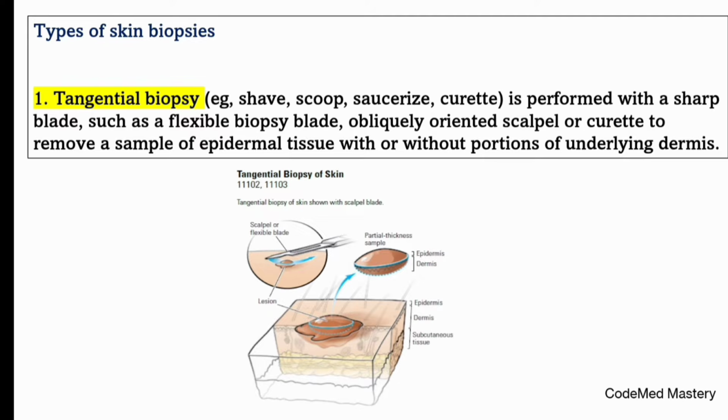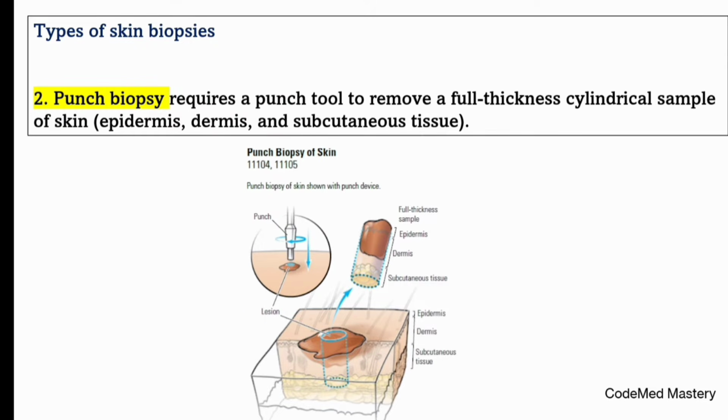Okay. Next let us learn punch biopsy. Punch biopsy requires a punch tool to remove a full thickness cylindrical sample of the skin, epidermis, dermis and subcutaneous tissue. In the image you can see they are using a punch tool to remove a cylindrical sample of the skin. It involves epidermis, dermis and subcutaneous tissue.